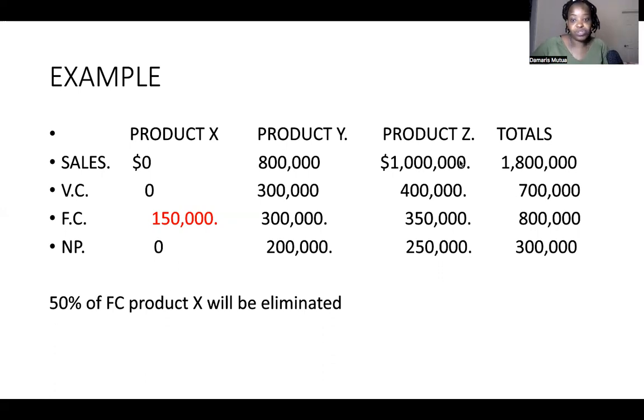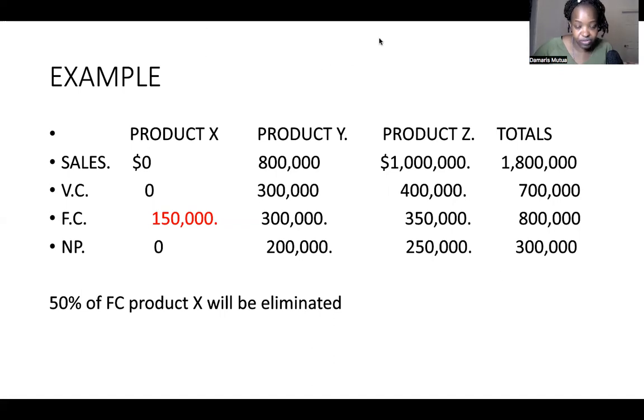So total sales will be 1.8 million for product Y and Z. Product X is 0. Variable cost, the total is 700,000. Fixed cost, 50% for product X remains. So total will be 108. So net profit for the products will be 300. So that is if we eliminate product X.